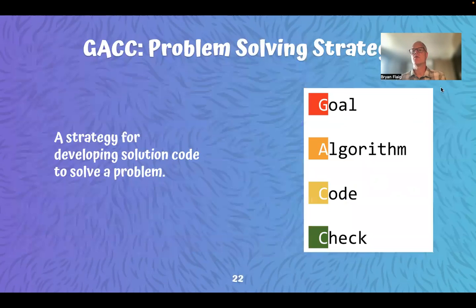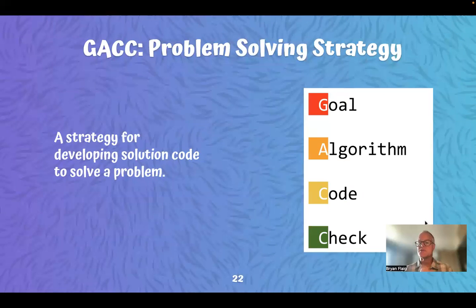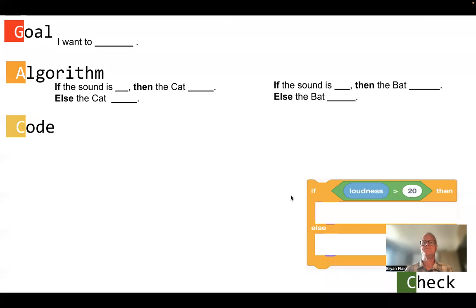Now, let's say part of our project doesn't work, part of the program doesn't work. We need a problem-solving strategy, and that's where GACC comes in. You could think of that as the third leg to our three-legged stool here in understanding how code works. And this is a strategy for developing a solution code to solving a problem in our project. And it stands for goal, algorithm, code, and then check.